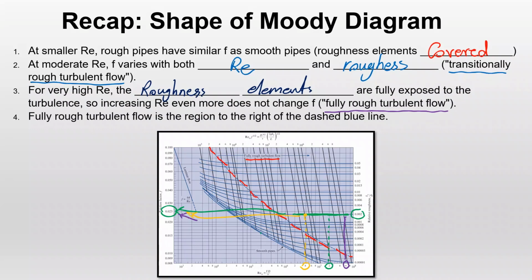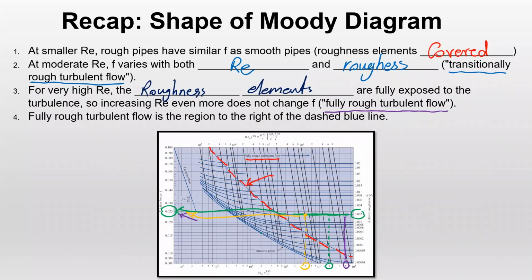This region, anything on the right-hand side of the dashed red line, is called fully rough turbulent flow. And the main characteristic of that is that increasing Reynolds number even more does not change the value of F. So F only changes with different values of relative roughness. And point number 4 is that fully rough turbulent flow is the region to the right of the dashed blue line. In this case, I went over it with my dashed red line over here.